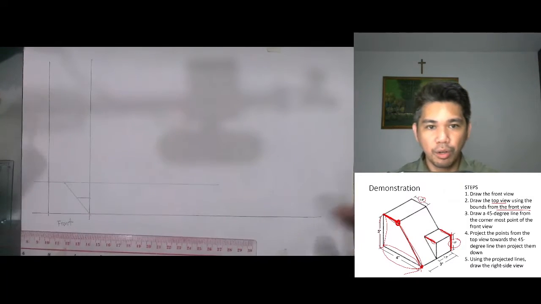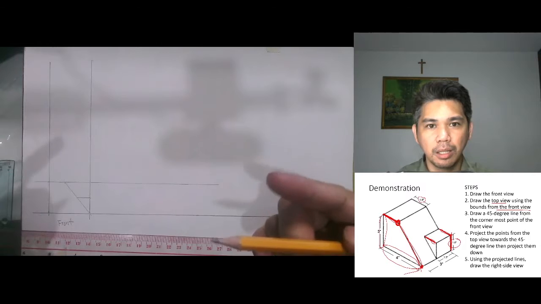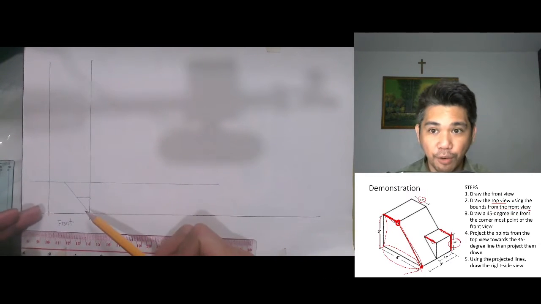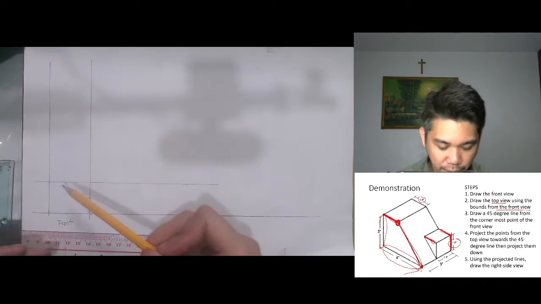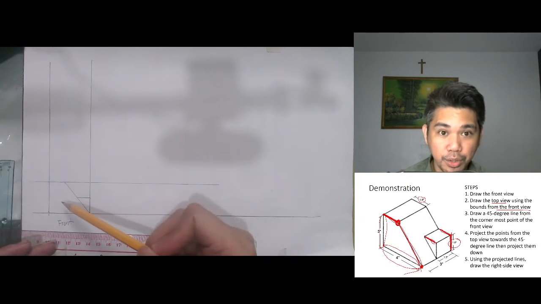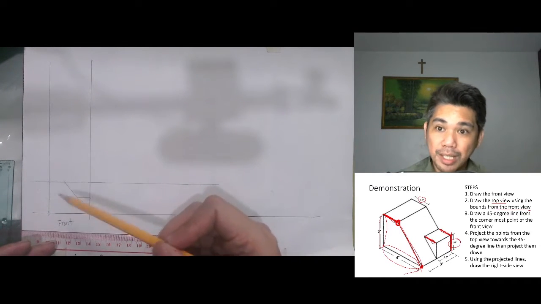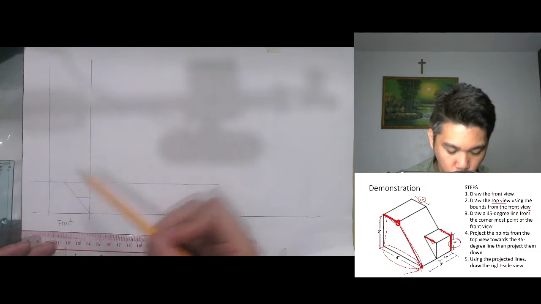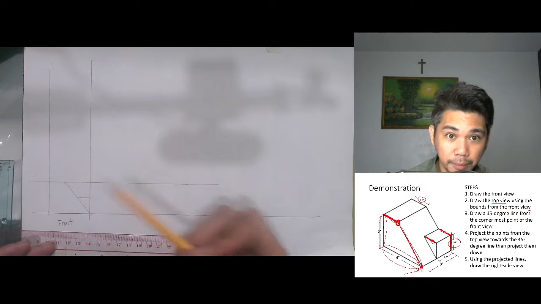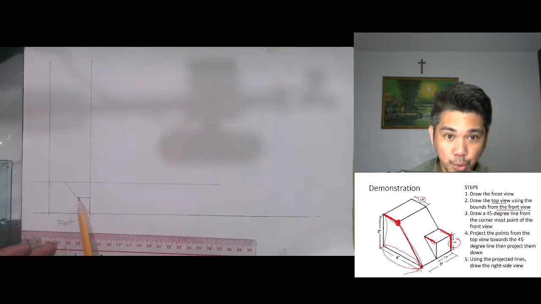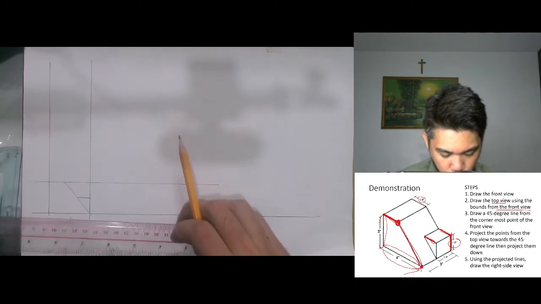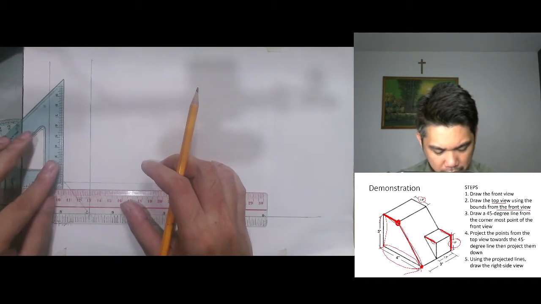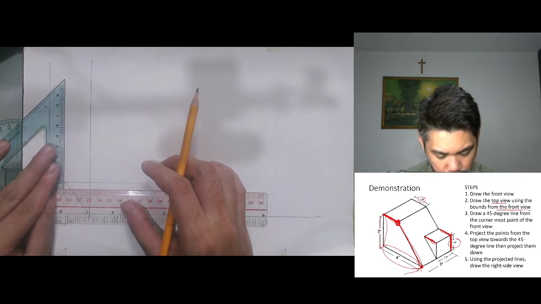One good way of keeping the measurements the same of the front and the top is if we will project the different points that was created in the front view. So we have two other points here. We have this one and we have this one. So what we can do is we project them upwards as well with maybe slight marks.